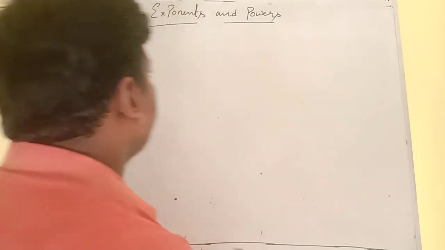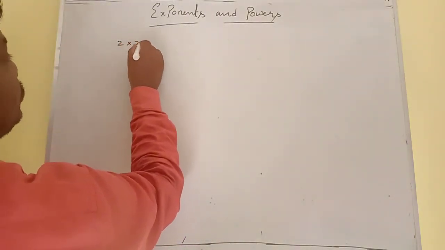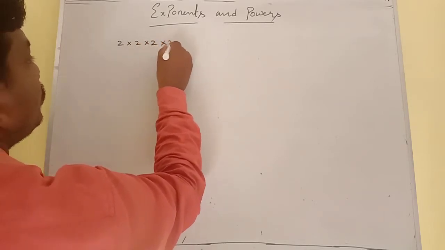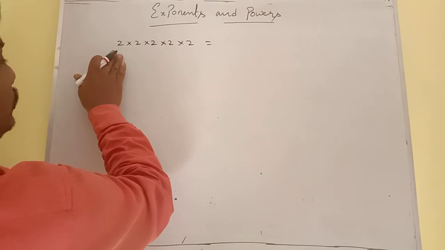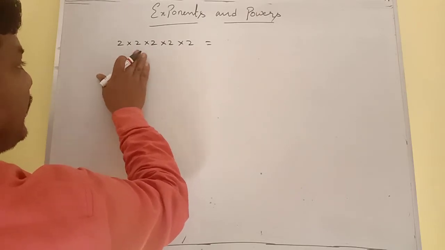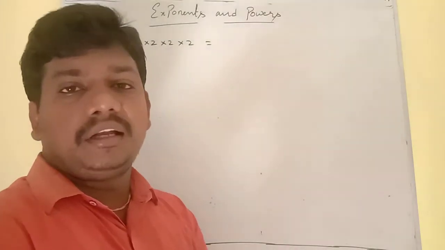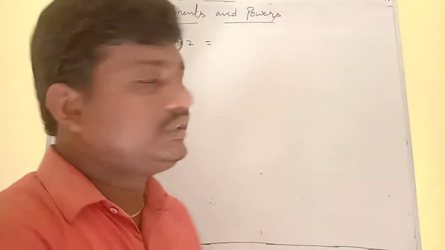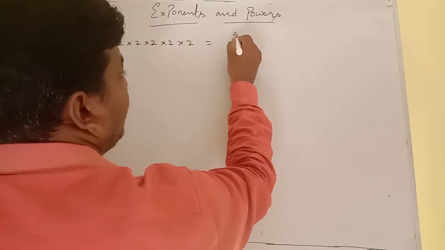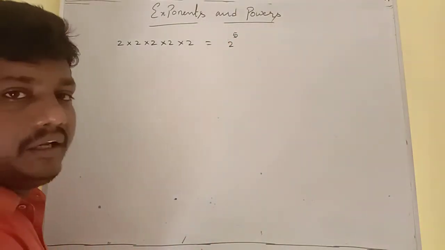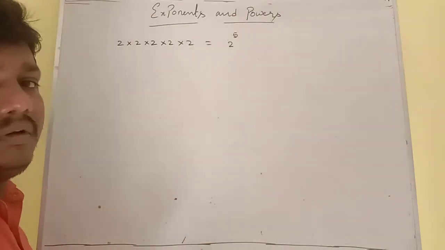Suppose I consider 2 into 2 into 2 into 2 into 2. When I multiply 2 the first time, second time, third time, fourth time, fifth time, that means 5 times. So when 2 is multiplied 5 times, this can be represented as 2 to the power of 5.